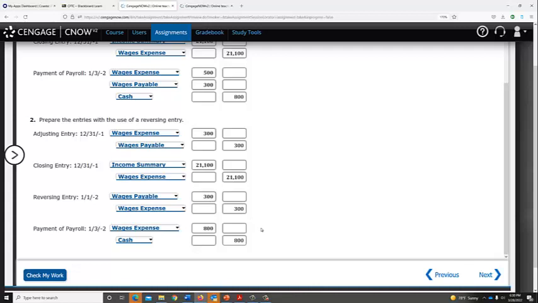So once again, the purpose of a reversing entry is just to make the next year's entry routine, so we don't have to go back and break down the payroll that was for the current year and the payroll that was for the prior year.